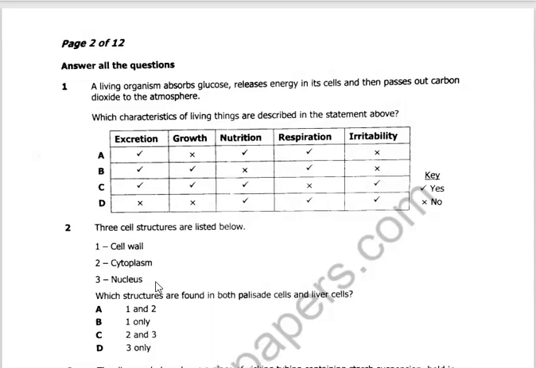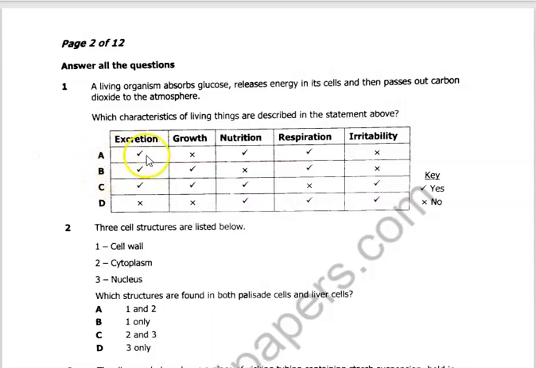Question number 1 is saying a living organism absorbs glucose, releases energy in its cells, then passes out carbon dioxide to the atmosphere. Now the question is, which characteristics of living things are described in the statement above? If you look at our key here, where there's a tick, it means yes, that thing has been described in the statement, and where there's an X, it means no, that particular characteristic has not been described. So let us run through our choices.